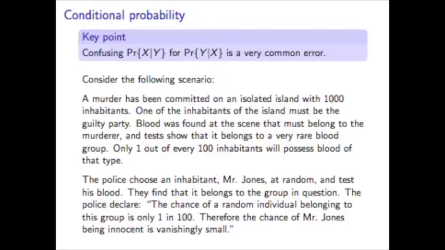The police on the island randomly choose an inhabitant, let's call him Mr. Jones, and they test his blood. They discover that it belongs to this rather rare blood group, and so they declare the odds of a random individual belonging to this blood group is only 1 in 100, therefore the chance of Mr. Jones being innocent is vanishingly small, so we are confident of the guilt of Mr. Jones. I will again give you an opportunity to pause this video so that you can discuss this argument being made by the police.